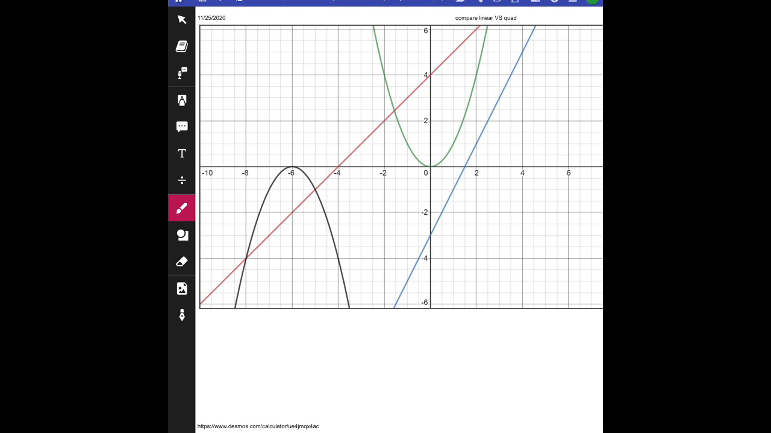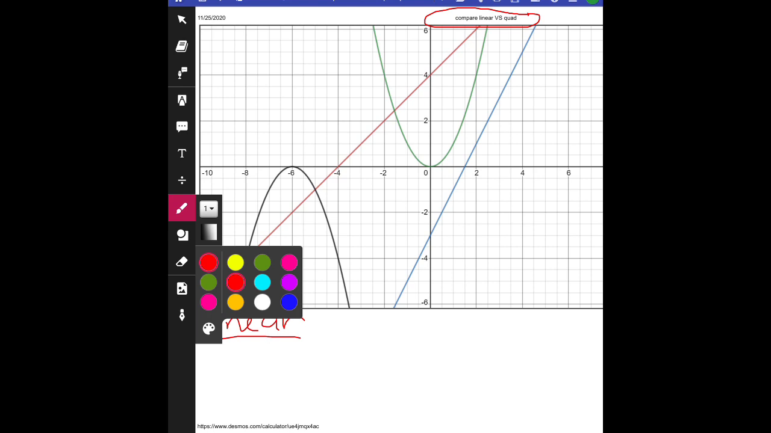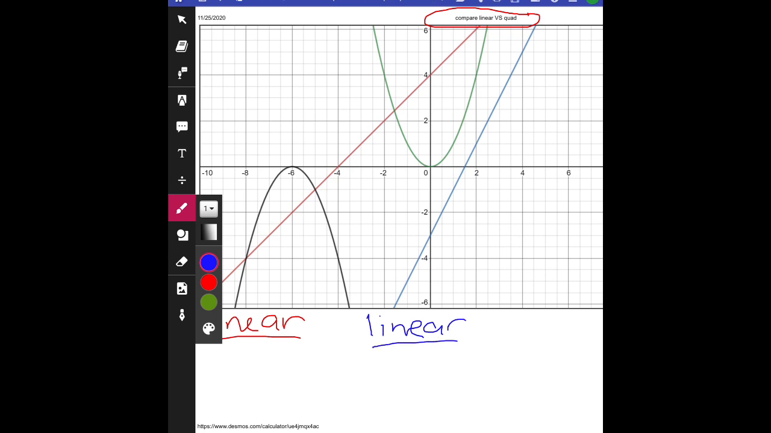The notes for, I guess, yesterday was where you're comparing linear functions versus quadratic functions. And your linear functions are your red ones and your blue function as well. Right, so your blue function is also linear. We're going to talk about the key characteristics.